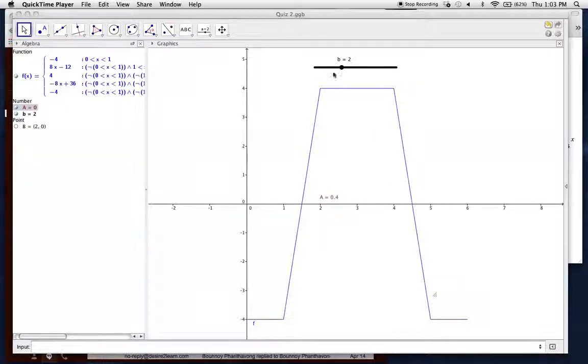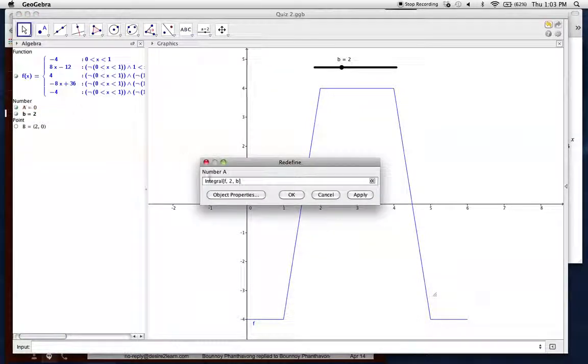Notice I've added a couple of features. I made this slider, and I also added this point a. This a value measures the integral of the function f, the blue function, from x equals 2 to b, where b is this slider value. Notice that I set this integral value to start at 2. That was a common error I saw in the quiz, that people thought that the area accumulation function started at 0, but it starts at 2 instead, which makes it a little bit more complicated.